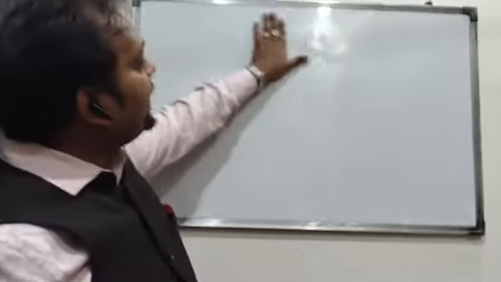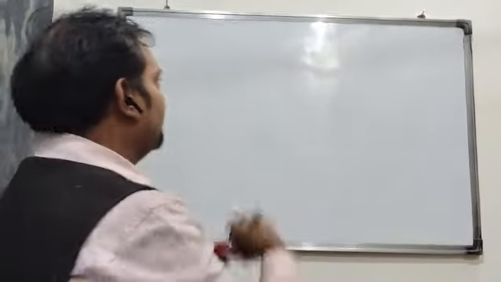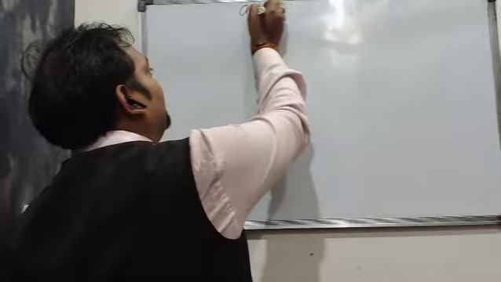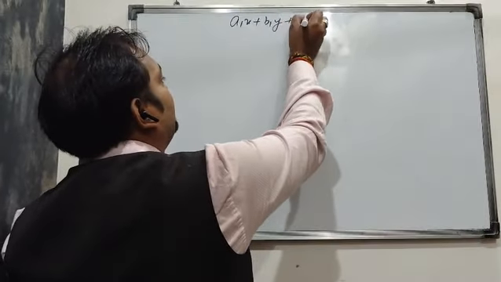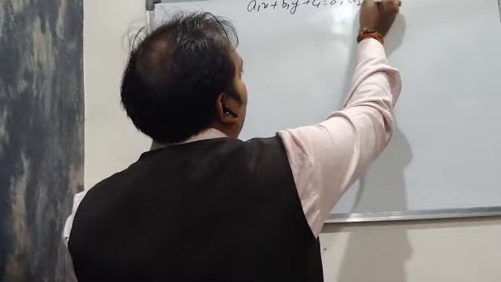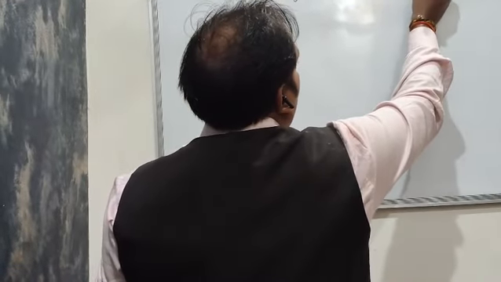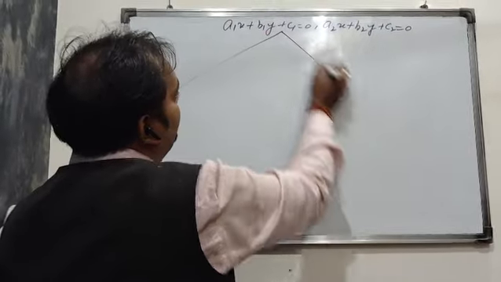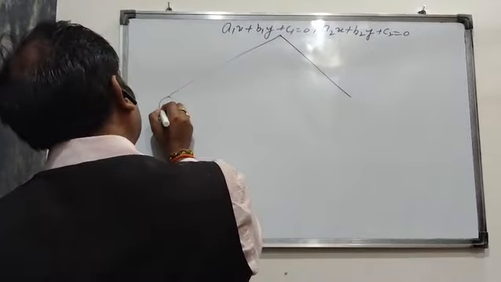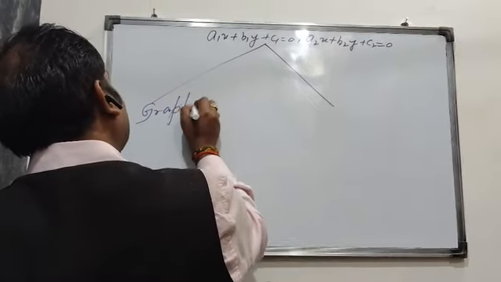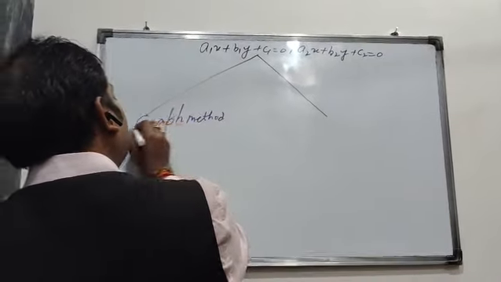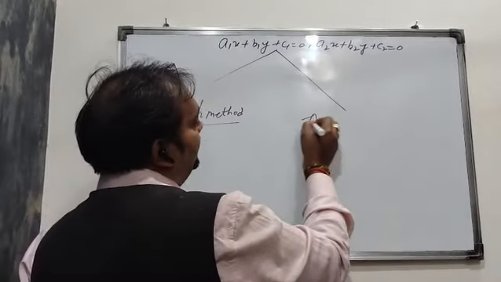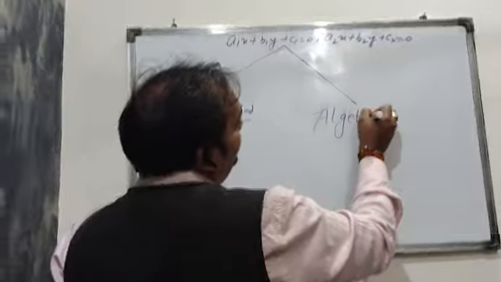Now we are moving on the next step. How can we find the solution of these two equations? That is a1x plus b1y plus c1 is equal to 0, a2x plus b2y plus c2 is equal to 0. How can we find the solution of these two equations? So to find the solution of these two equations, there are two methods. The very first method is graph method, and the second one is, students, algebraic method.